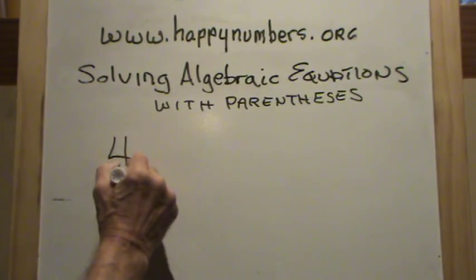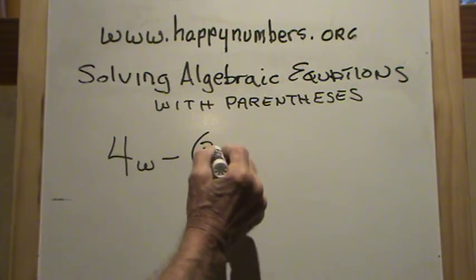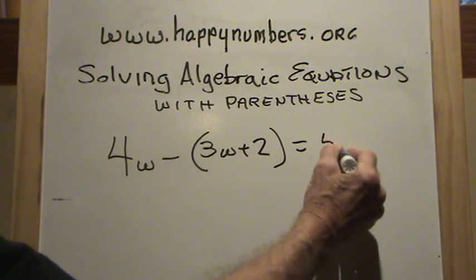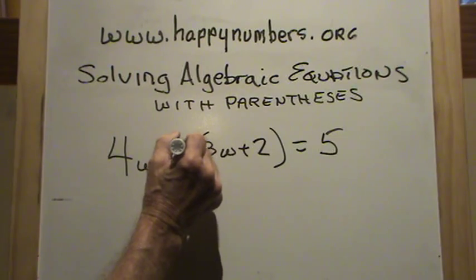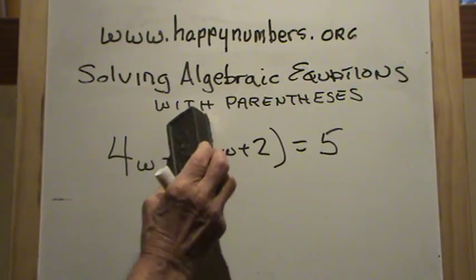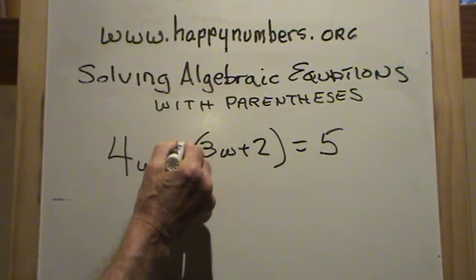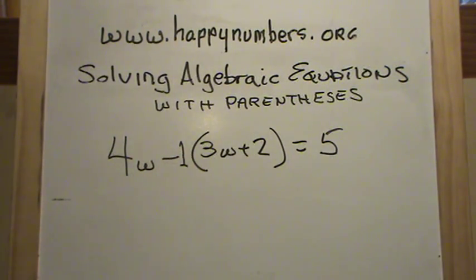Let's take 4w minus the quantity of 3w plus 2 equals 5. Now the one thing that you have to realize about this particular problem is this is really a negative 1. But we don't write it. In working the problem, we need to understand that there is really a negative 1 here. In fact, it might be helpful to write it in when you see the problem.